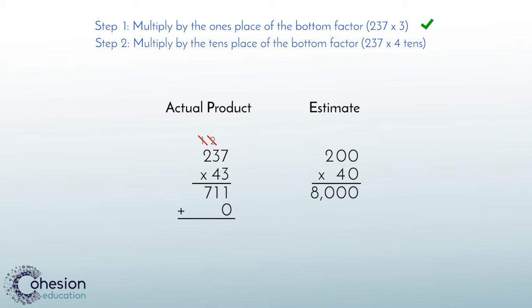Now, we will multiply 237 by 4, starting with the ones place, 7 times 4, putting the 8 in the tens place of our answer and regrouping the two tens.